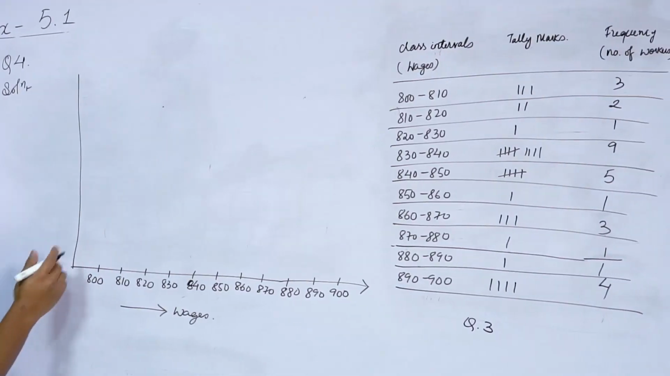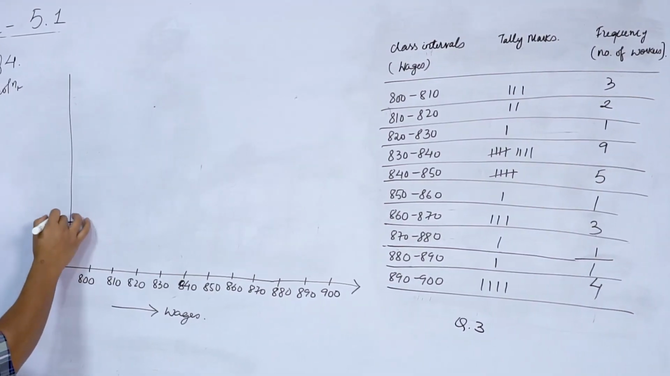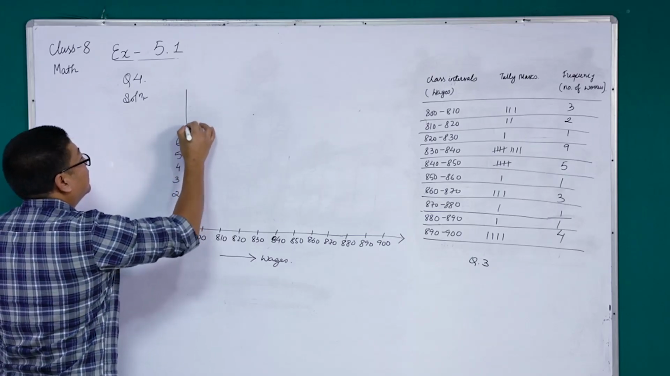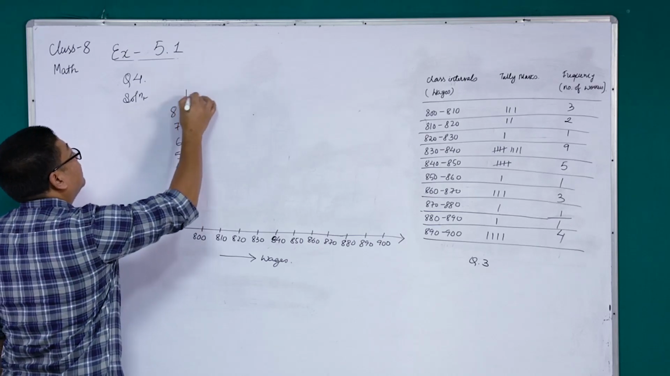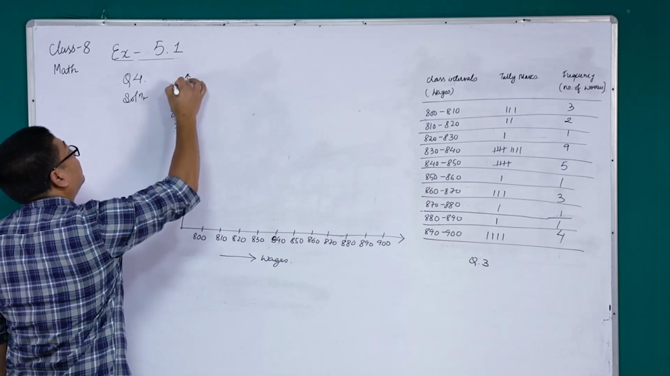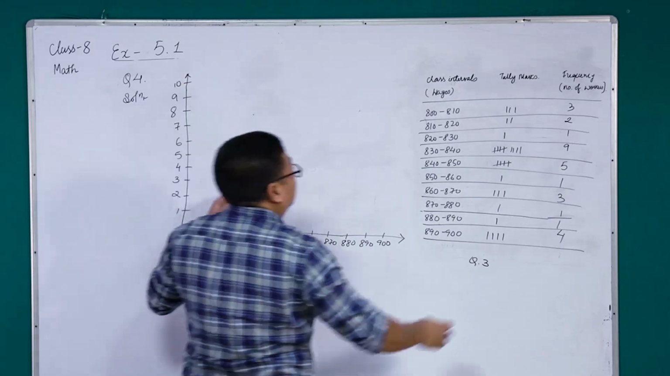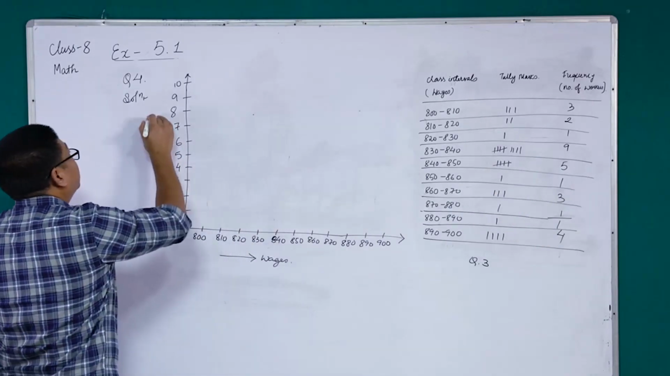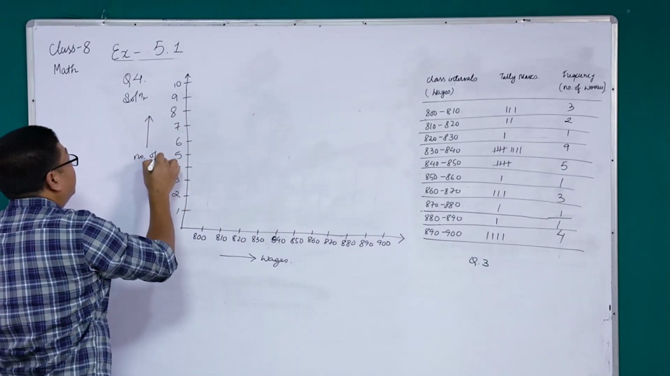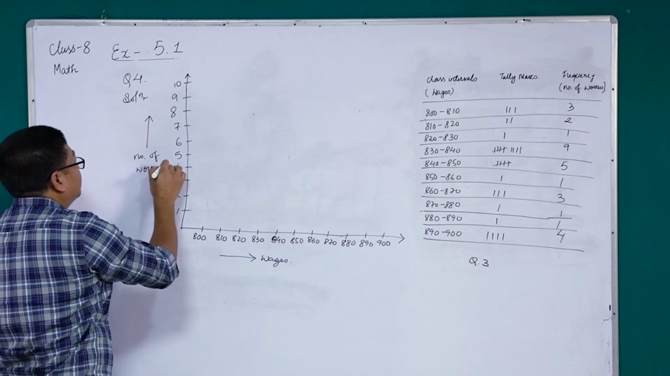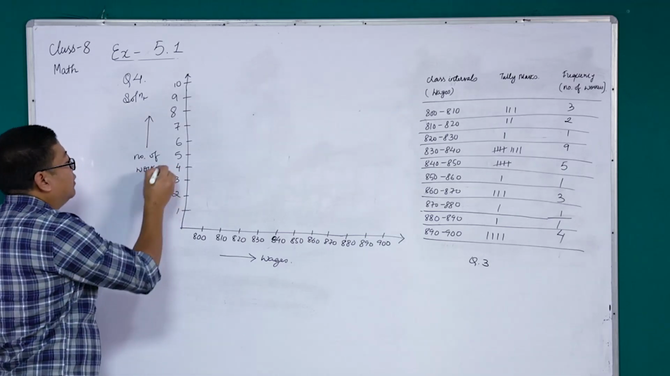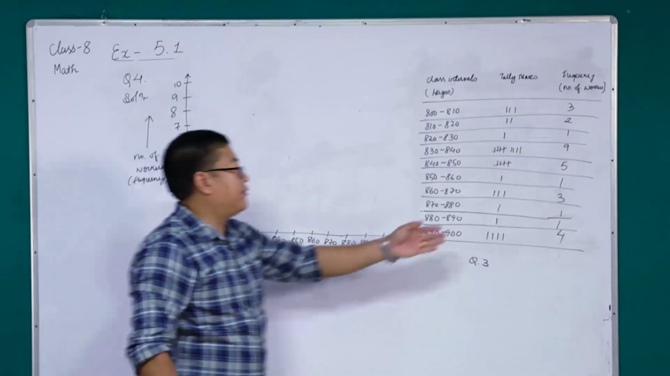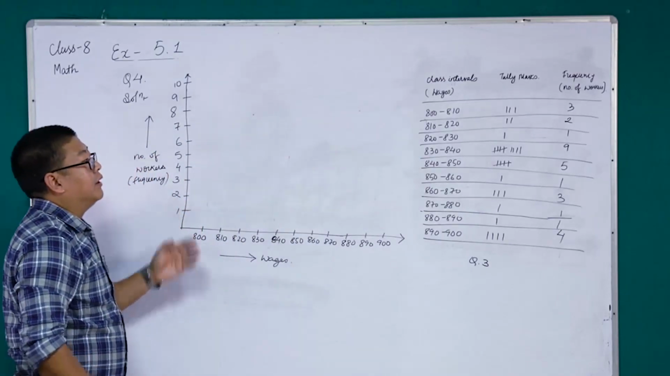This will be your class interval, which is wages. Now on the vertical line, we will start with 1, 2, 3, 4, 5, 6, 7, 8, 9, let's make it to 10. This is based on the frequency. Frequency is nothing but the number of workers. Now with the data that we have collected, we will start plotting the graph.